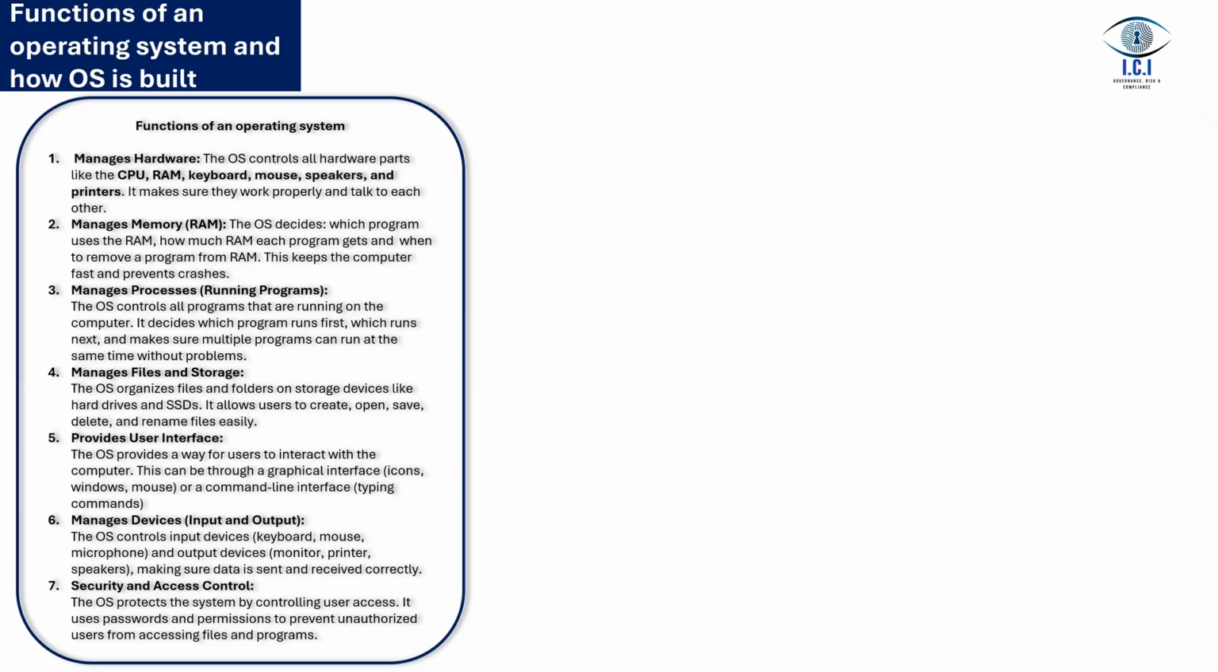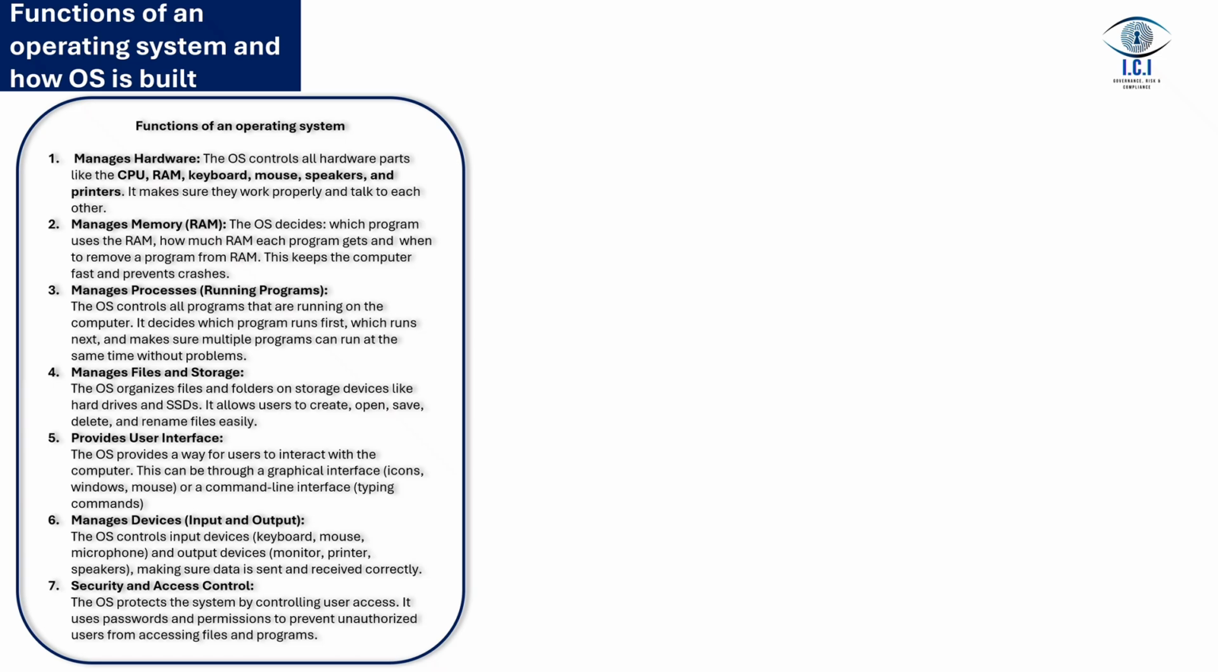The second thing your OS does is to manage your memory. When I talk about managing your memory, we're talking about your RAM. The OS decides which application uses your RAM and how much RAM each program gets, so how many gigabytes of RAM your program gets. Your OS also controls when and how to remove your application from the RAM, from using the RAM's resources.